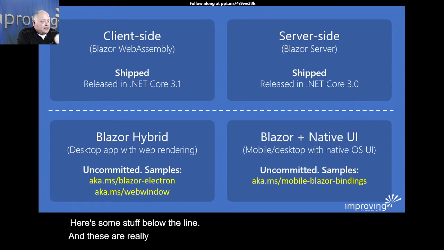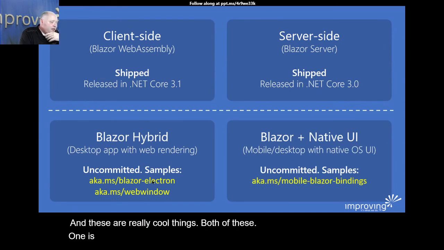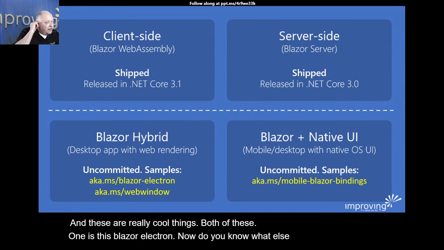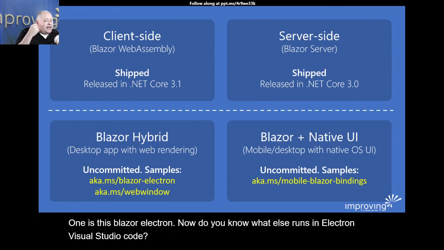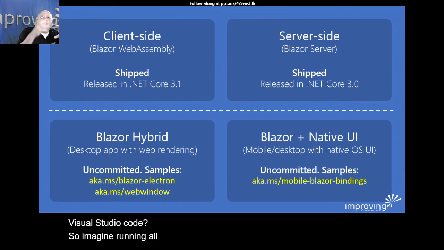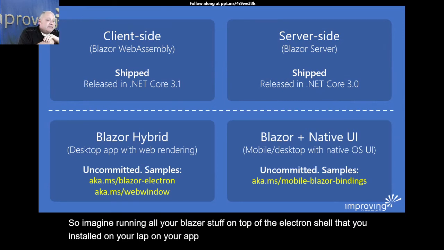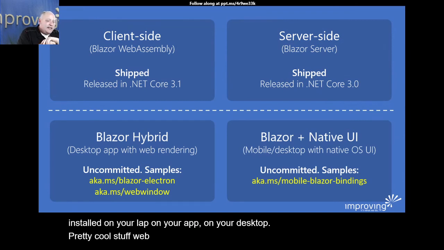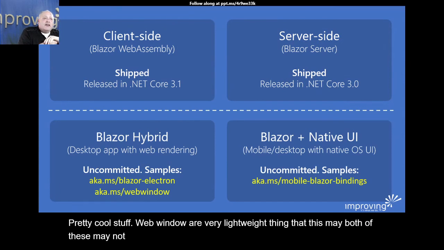One is this Blazor Electron. Now, do you know what else runs in Electron? Visual Studio Code. So imagine running all your Blazor stuff on top of the Electron shell that you install on your desktop. Pretty cool stuff. Web window is a very lightweight thing. Both of these may not go anywhere. There are some experiments, so to speak, using this.